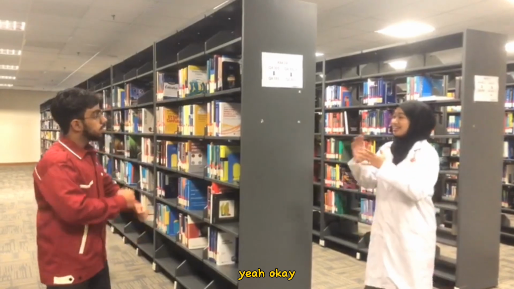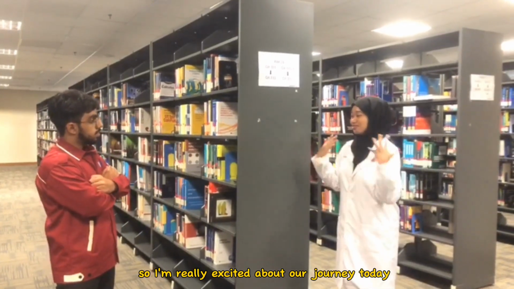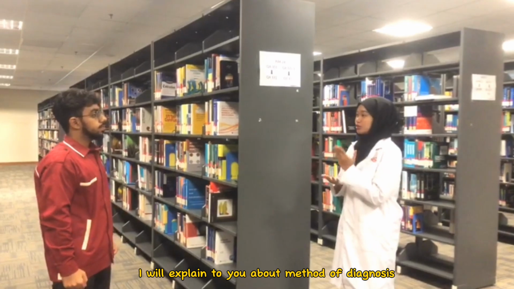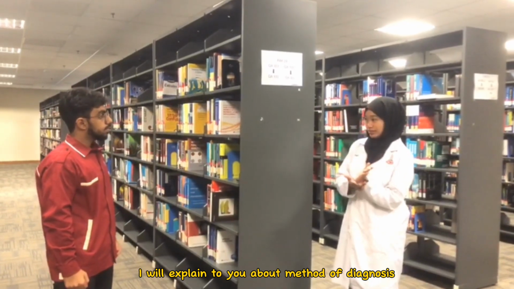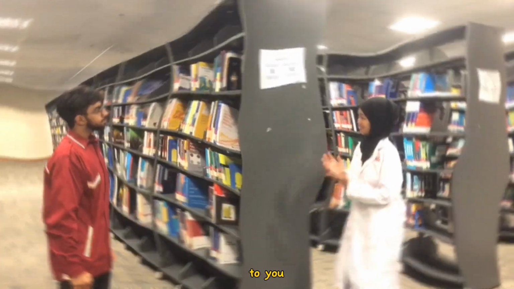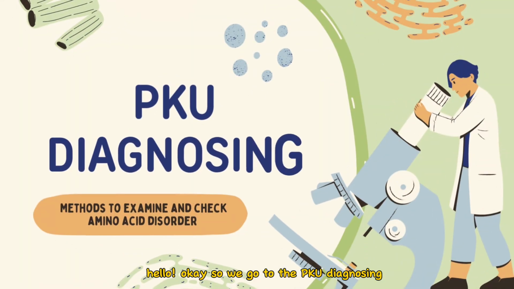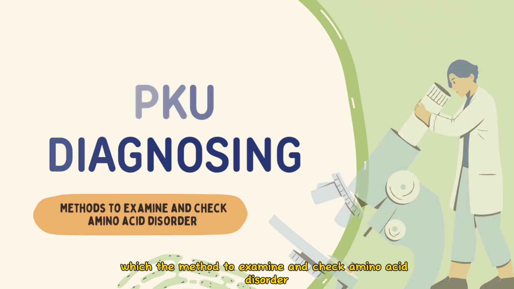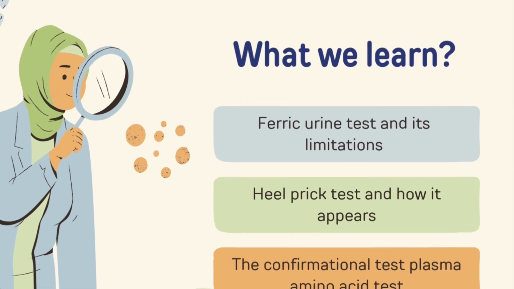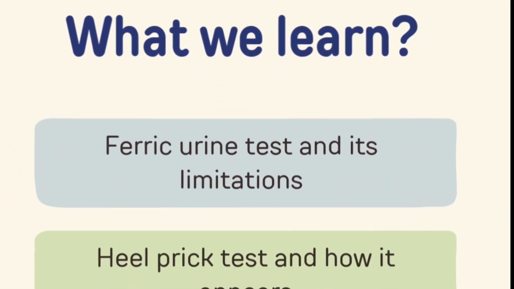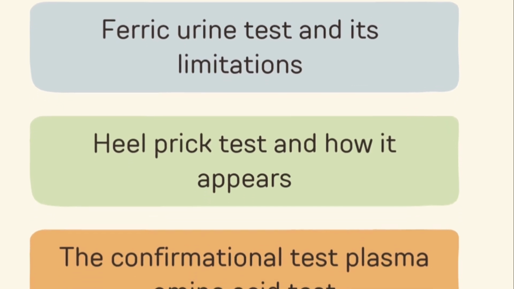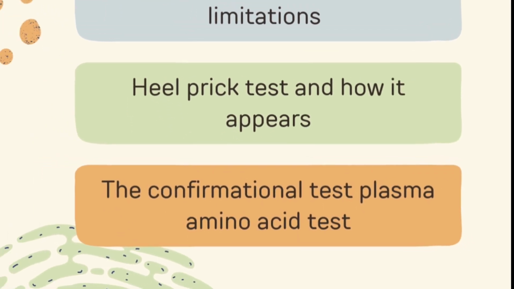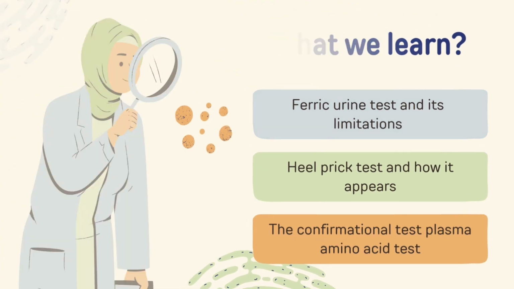Yeah. Okay, so I'm very excited about our journey today because I will explain to you about the method of diagnosis and the treatment of PKU. So we go to PKU diagnosing, which is the method to examine and check amino acid disorders. There are three methods that we can learn in PKU diagnosis: the first one is the ferric chloride urine test and its limitation, the heel prick test and how it appears, and the confirmational test, the plasma amino acid test.